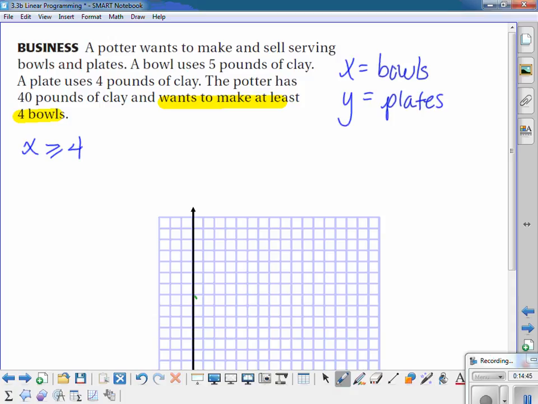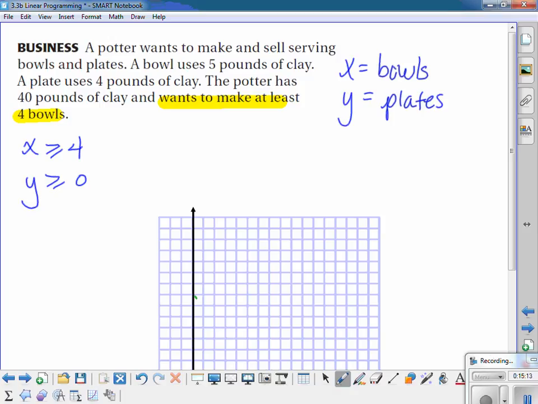Now, what about my plates? Am I going to make -3 plates? No. Could I make 5 plates? Yeah. Could I make 1 plate? Could I make 0 plates? So what's my constraint for y? Greater than or equal to 0, right? So we're not going to make any negative plates, but I might choose to make none.